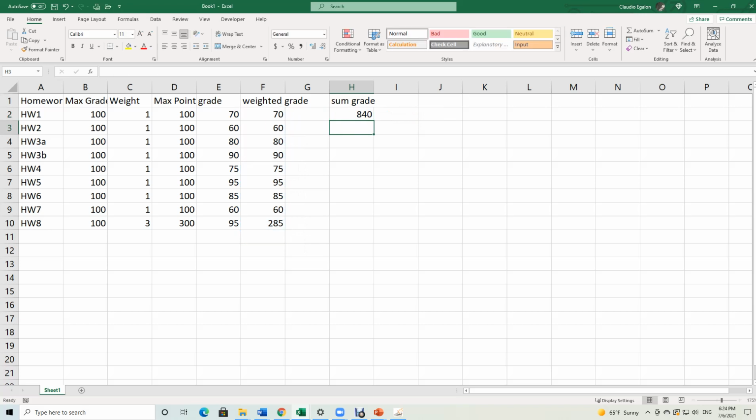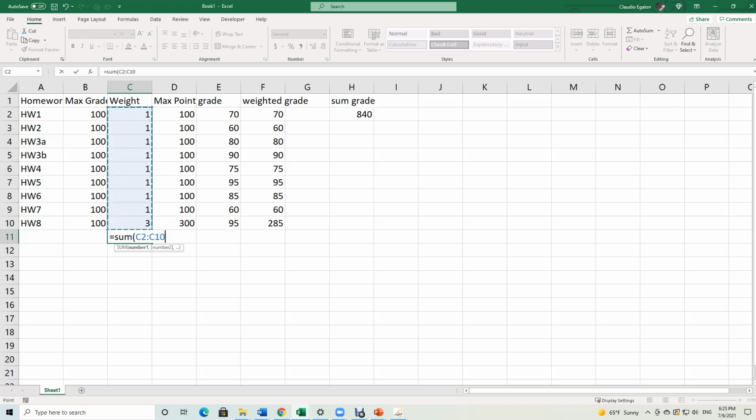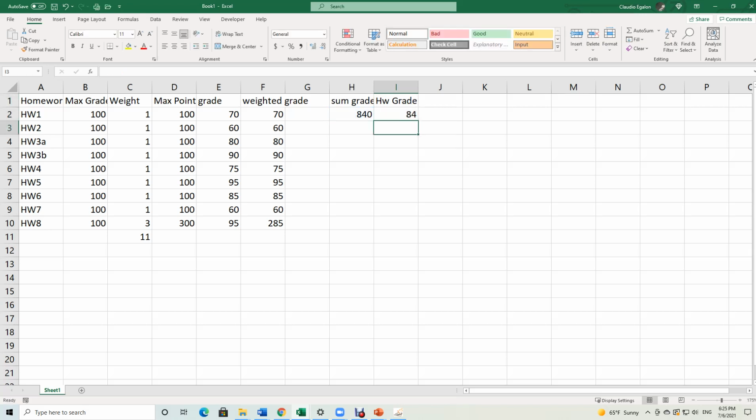That's the sum. And now we have to divide by the sum of the weights minus 1, which in this case is 11, right? So the final homework grade is 840 divided by 10. That's how it works. That's what we call weighted average.